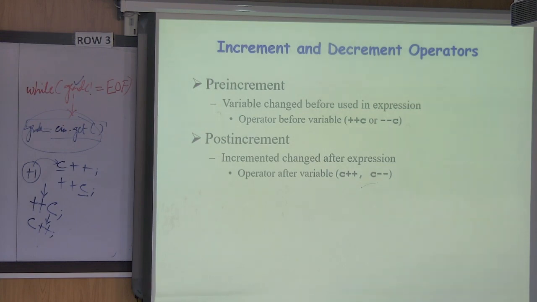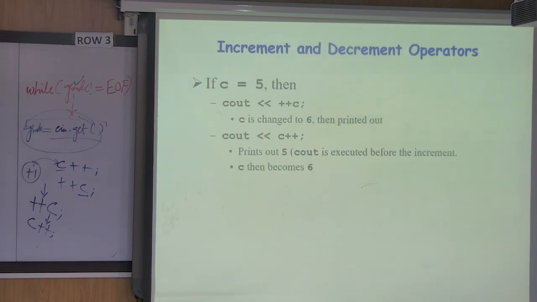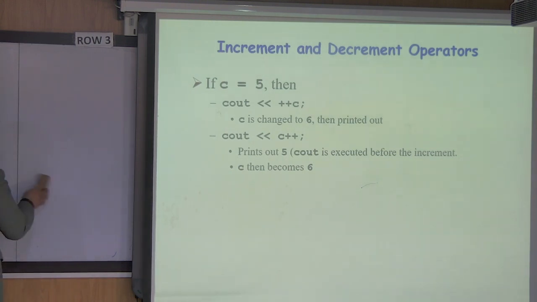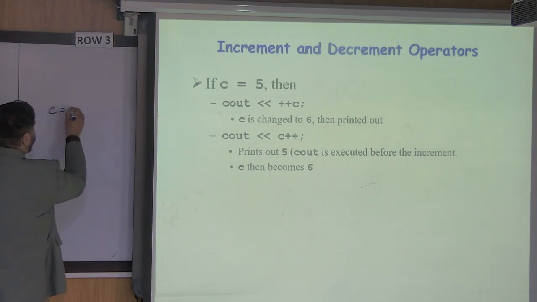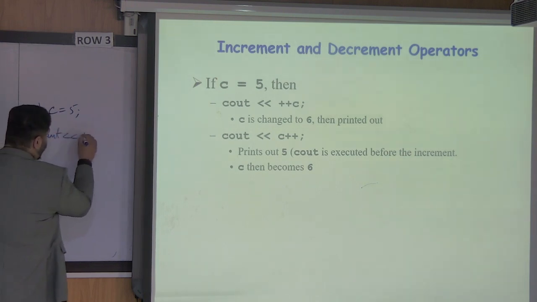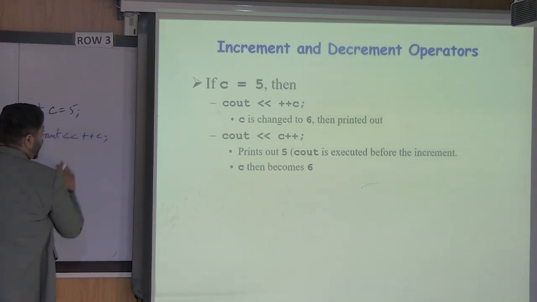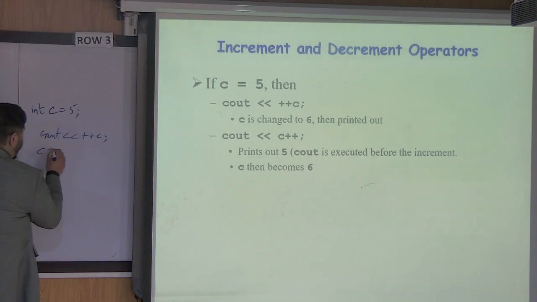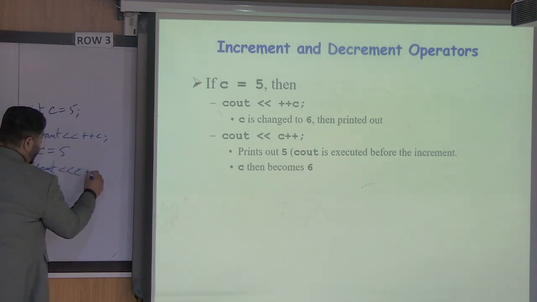Let's look further, step by step. C equals 5, let's suppose, of course an integer. Write it down. cout plus plus C. So what should be displayed? 6. Again, C equals 5. cout C plus plus.